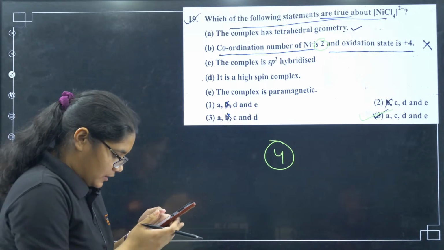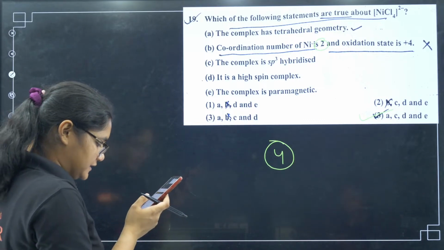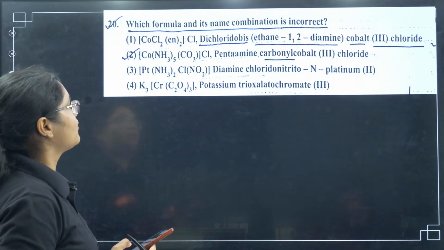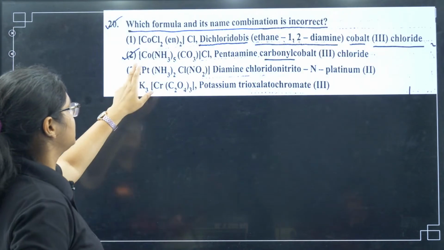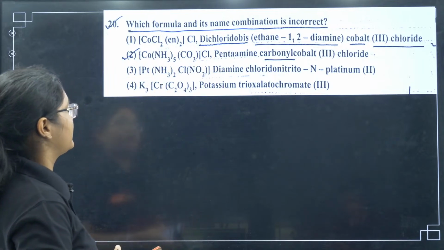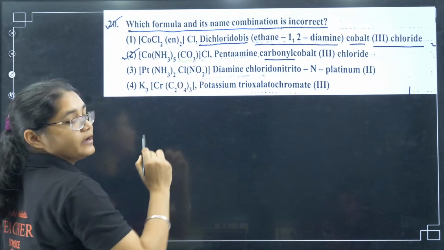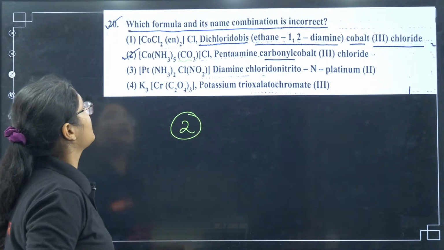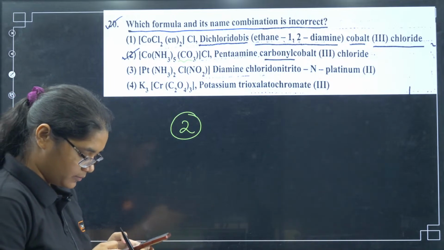Okay. Next, yes, it was easy, definitely. Okay. Next, we have the formula of the complex which is incorrect. So if you see the second one, pentaamine carbonyl cobalt 3 chloride. Okay, so this is actually carbonato. It is not carbonyl, so that is why 2 is incorrect. Correct answer for this question will be option number 2.